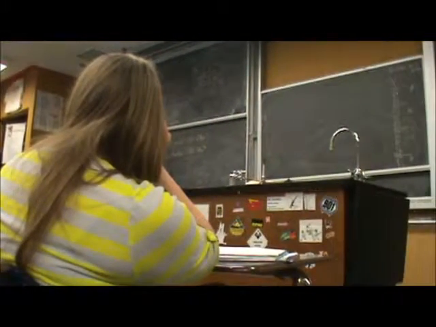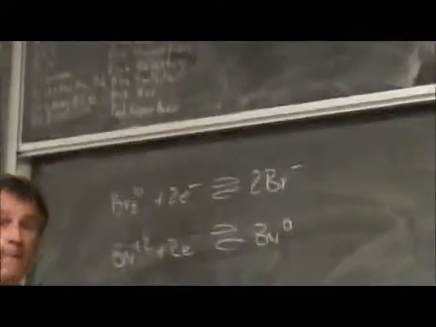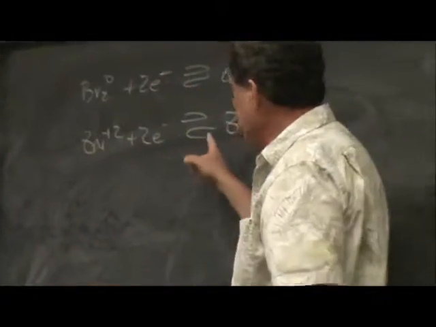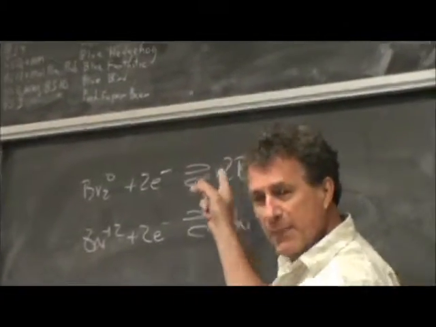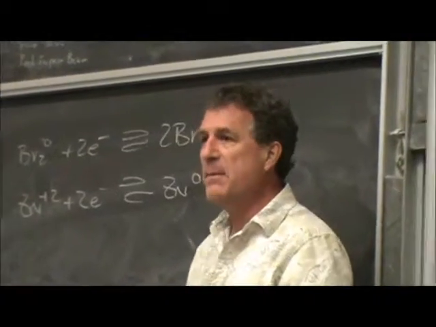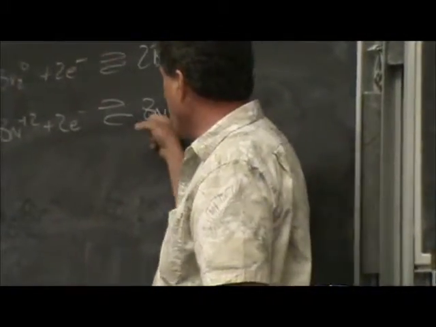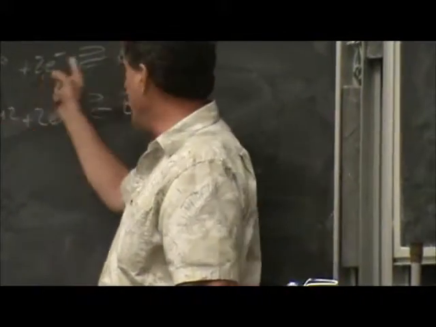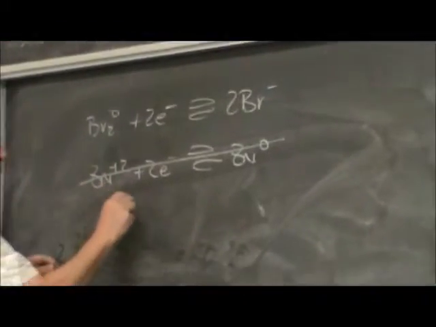Doesn't this reaction like to go this way better than this one does? Yeah. Doesn't this reaction like to go that way better than this one does? Yeah. Does that make sense? So why not set them up so that they're doing what they want to do? This one likes to get oxidized better than this does. This likes to get reduced better than that does. Let's just turn it around, so that's what's happening.